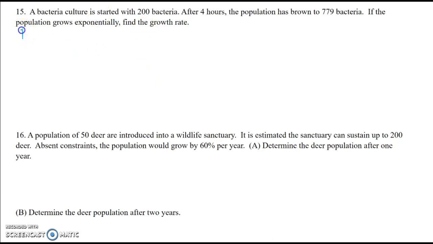Okay, so in this case, I know that P sub 0 is 200. Instead of dealing with years, I'm dealing with hours here. So I know that P sub 4 is 779.